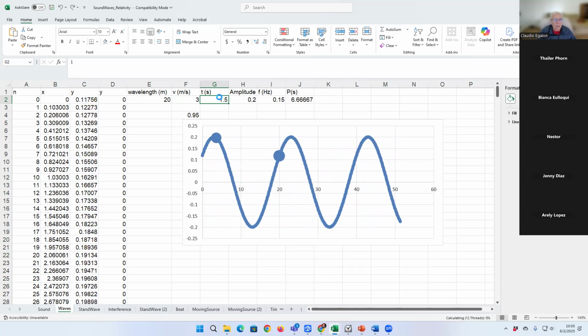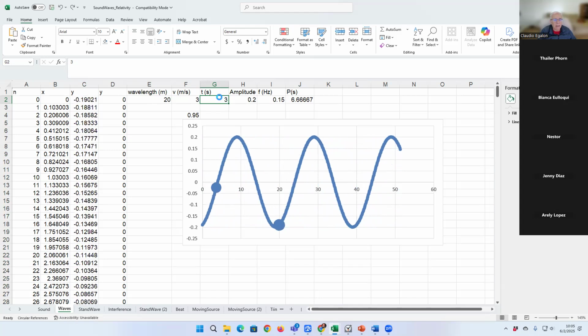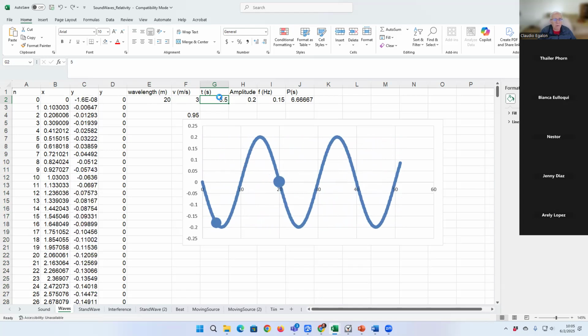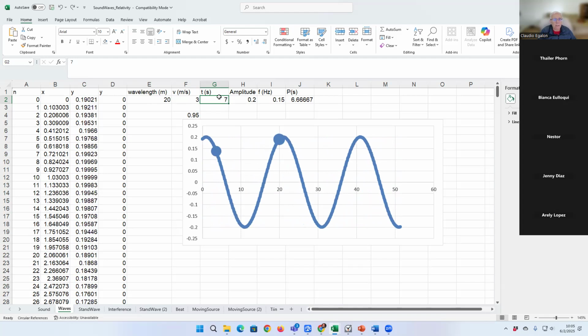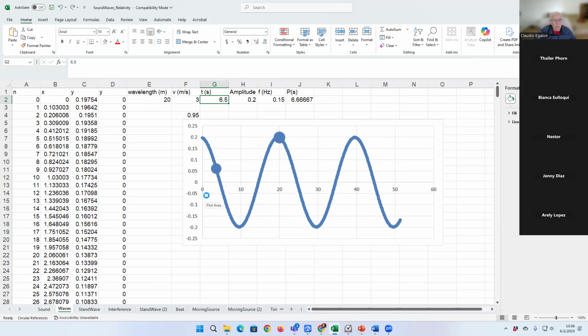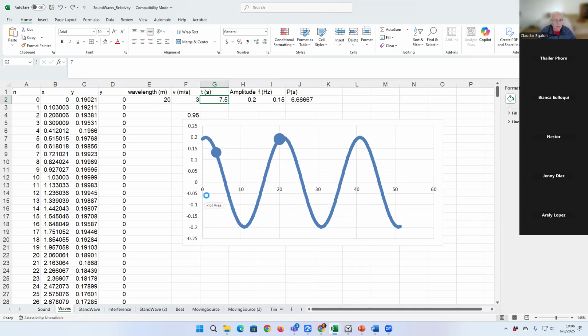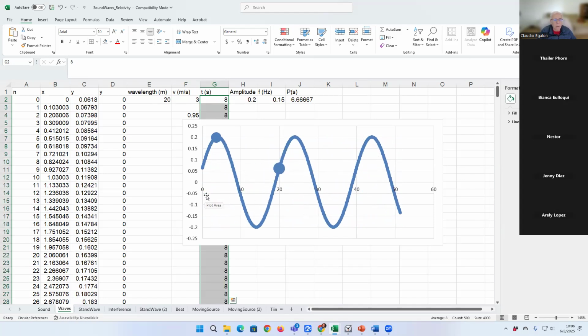Let me make my wave move forward again, right? The distance from peak to peak is the wavelength. The distance from the point of equilibrium to the highest point is the amplitude of the wave, okay? So just to remind you of what you saw in waves.